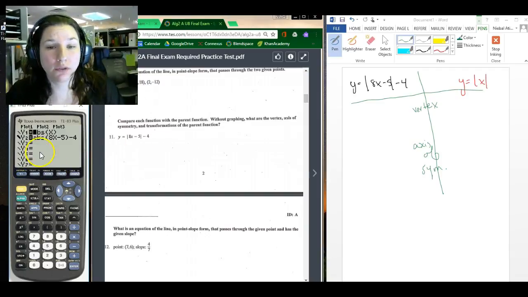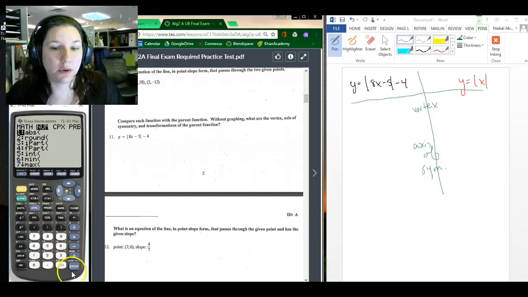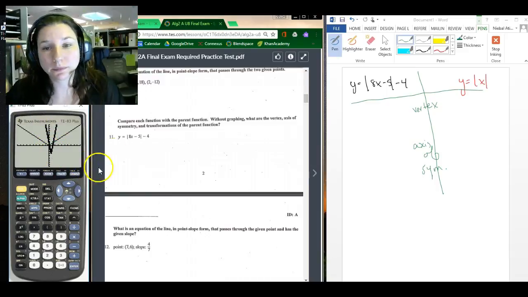So if you wanted to graph it, you would do the absolute value of x, and then also enter the absolute value of 8x minus 5 minus 4. And remember, to get the absolute value, press math, go to number, and hit enter there for the absolute value, and then whatever you put in the parentheses will be what you want to be included in the absolute value symbols. So you can put both of them on the graph and compare them, find the vertex, the axis of symmetry for the parent function, and then the transformation as well.